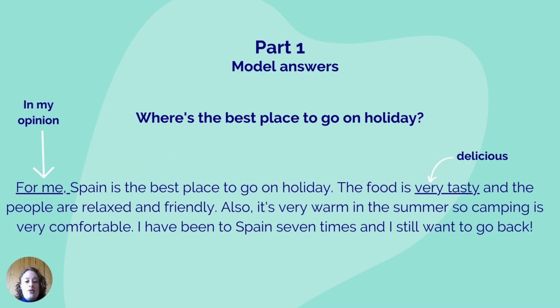Remember, instead of using the most common verbs, try to choose a more advanced verb phrase. Here, in this example, you can see that I changed for me to in my opinion, and I changed very tasty to delicious.